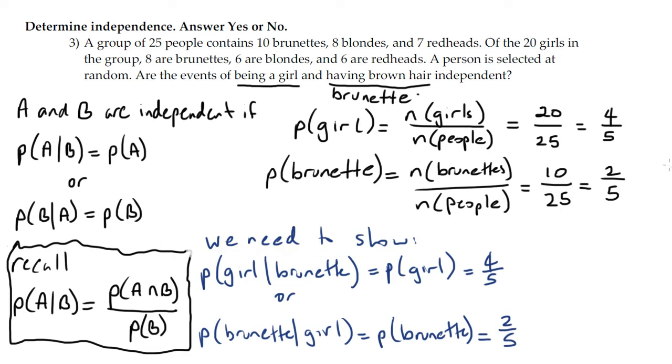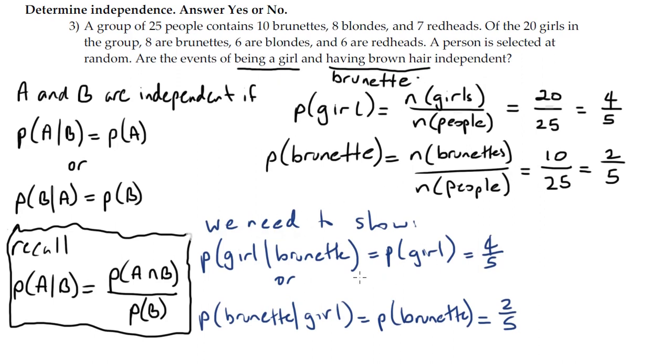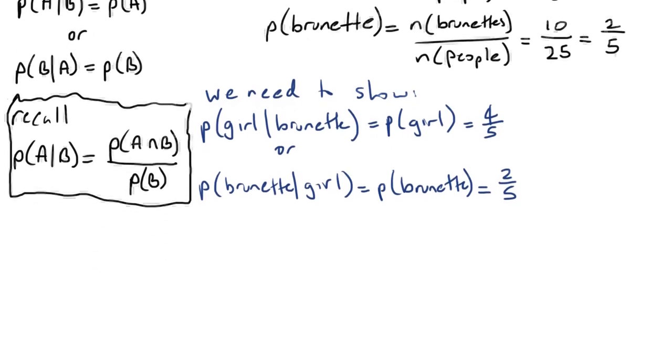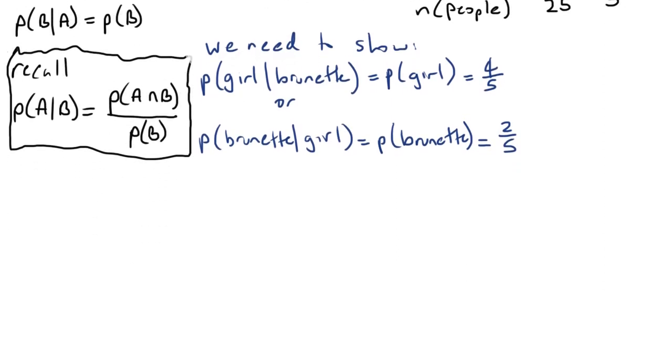So let's try to show this. Let's try to find the probability that we choose a girl, given that we know we've chosen a brunette. This is what we need to show independence. If both of these are not true, then the events are not independent. Okay, so let's start with the first one. Let's use a different color, orange or something. So the probability of choosing a girl, given that you chose someone who was a brunette.